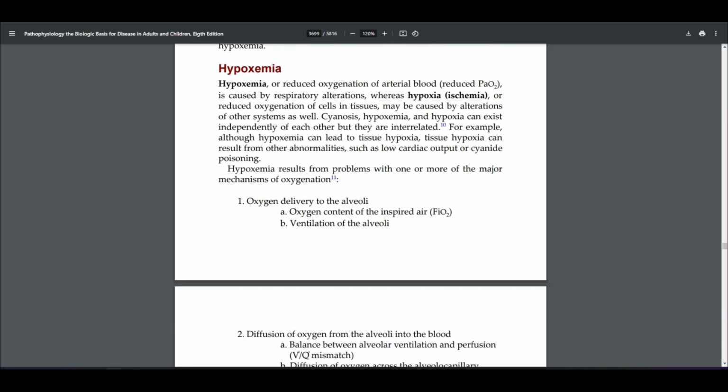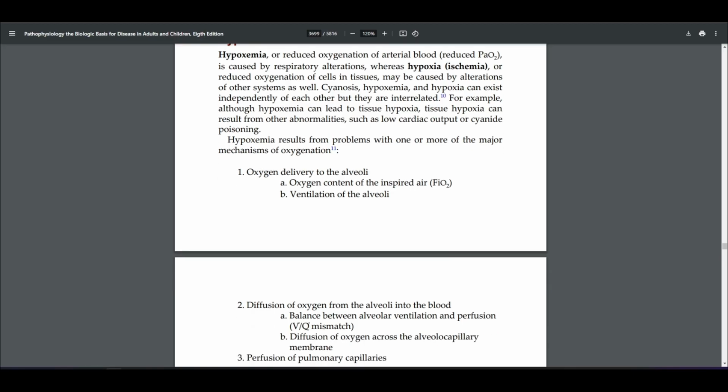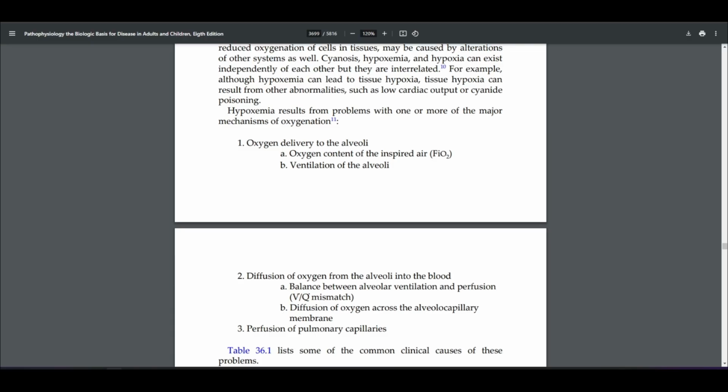Hypoxemia, or reduced oxygenation of arterial blood, is caused by respiratory alterations, whereas hypoxia, or reduced oxygenation of cells and tissues, may be caused by alterations of other systems as well. Cyanosis, hypoxemia, and hypoxia can exist independently of each other, but they are interrelated. For example, although hypoxemia can lead to tissue hypoxia, tissue hypoxia can result from other abnormalities, such as low cardiac output or cyanide poisoning. Hypoxemia results from problems with one or more of the major mechanisms of oxygenation.